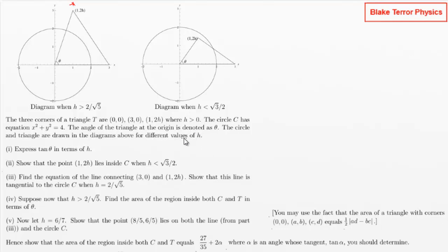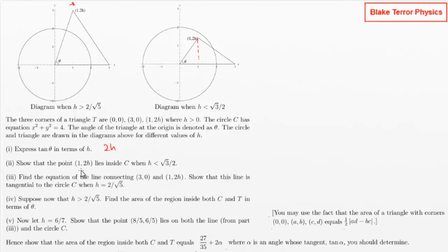The circle C is centered on the origin, radius 2. The angle of the triangle at the origin is denoted by theta. Circle and triangle are drawn with different values of h. Yes, they are indeed. Express tan theta in terms of h. Let's just drop down a vertical there, so we've got opposite over adjacent. So tan theta is 2h divided by 1. So tan theta is 2h.